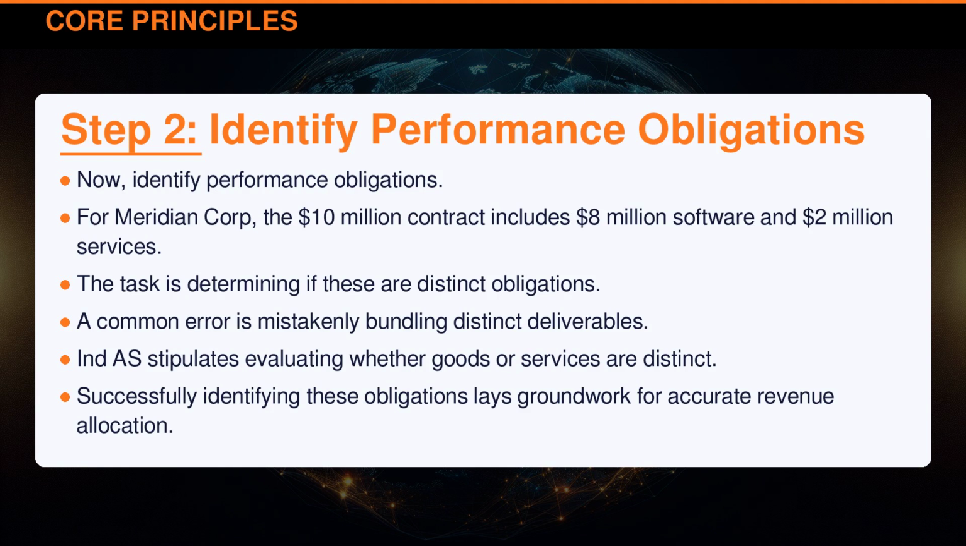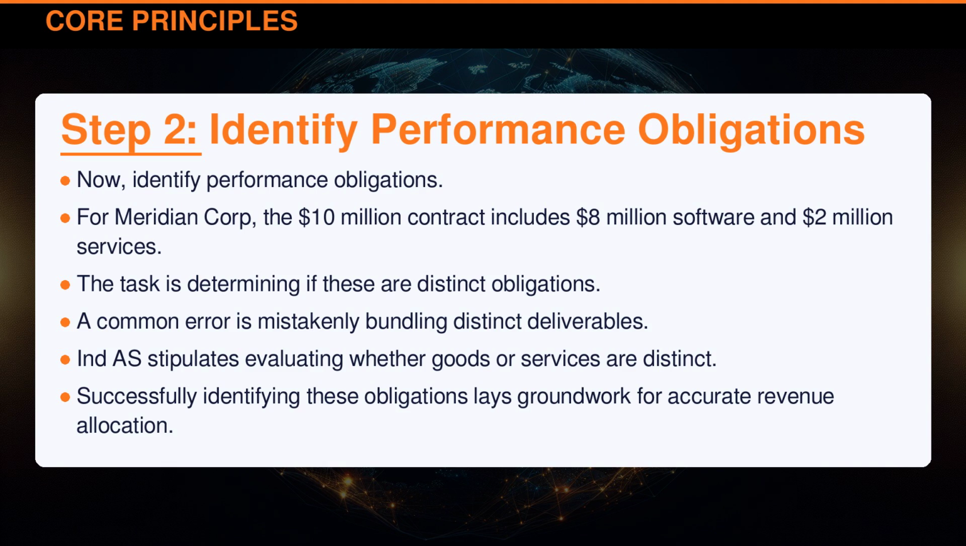Now, identify performance obligations. For Meridian Corporation, the $10 million contract includes $8 million software and $2 million services. The task is determining if these are distinct obligations. A common error is mistakenly bundling distinct deliverables.